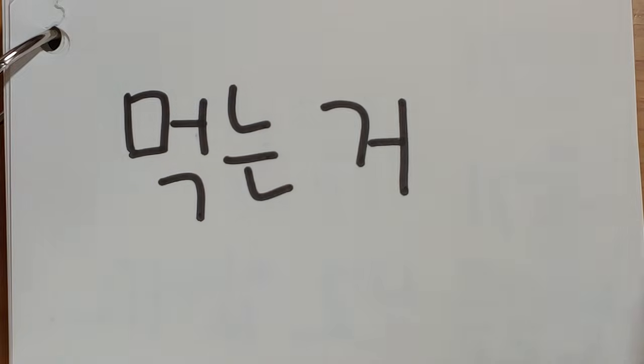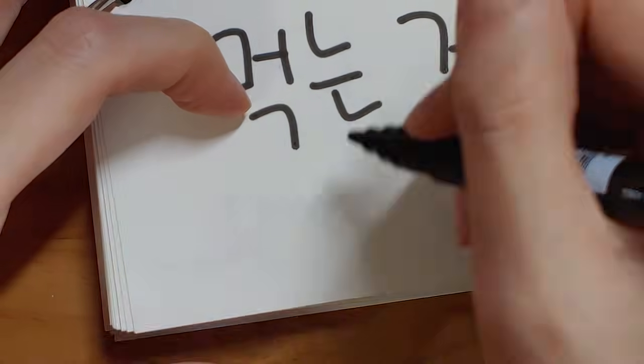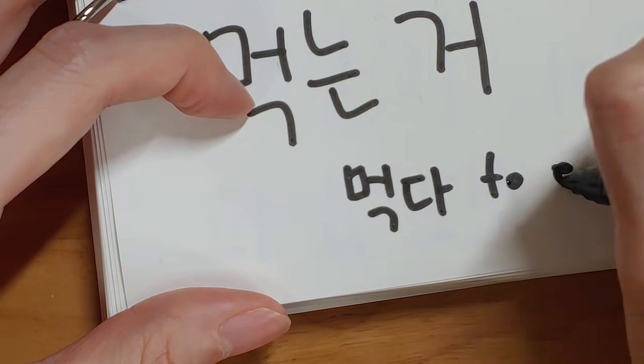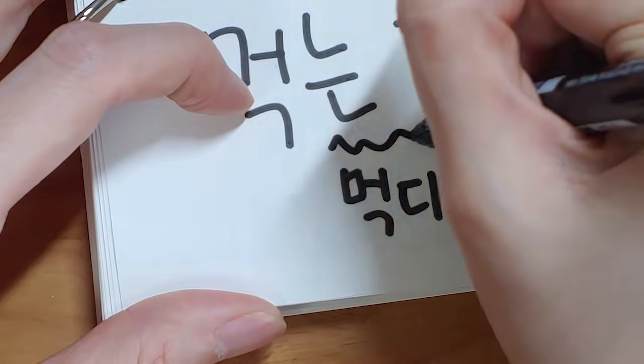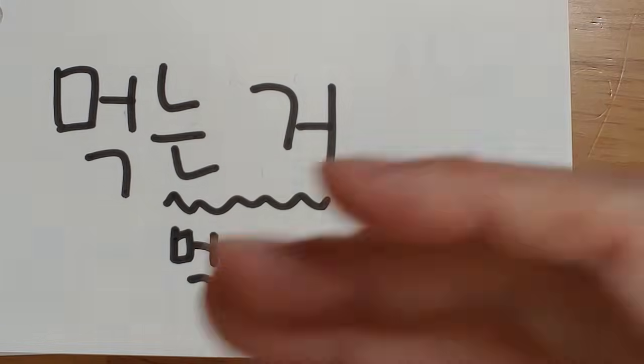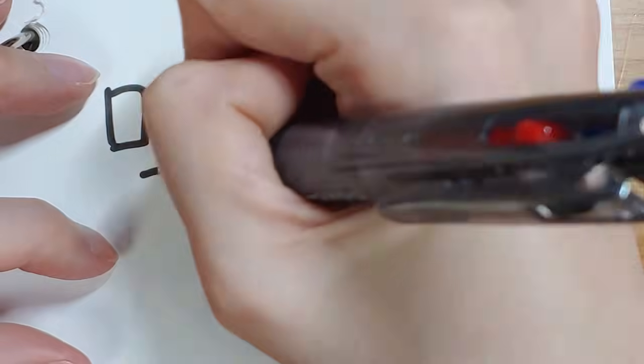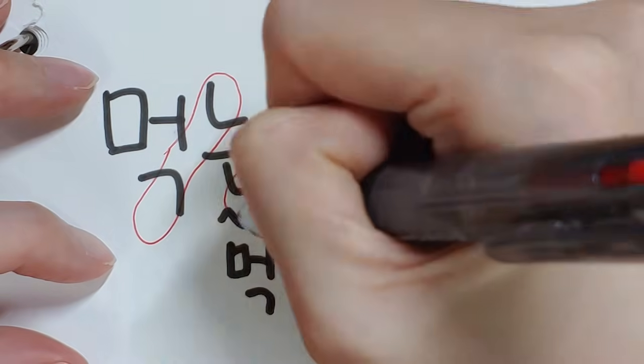And this one means something to eat. It comes from the verb 먹다, which means to eat. And 는 거 is one way to make a noun, which we'll learn more about in the grammar session. But can you try pronouncing this one? There are also two consonant assimilations happening.